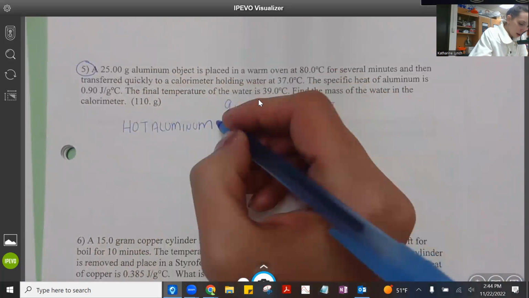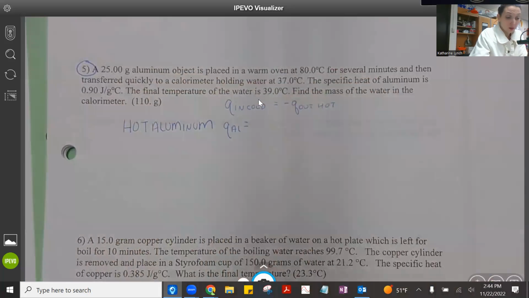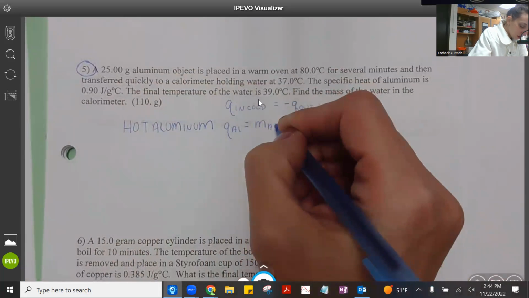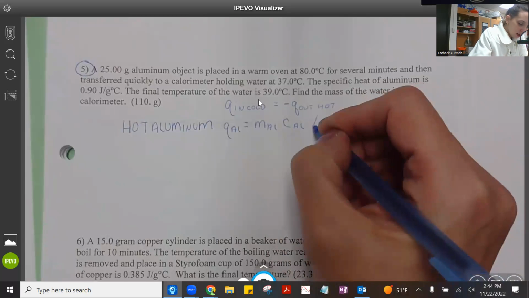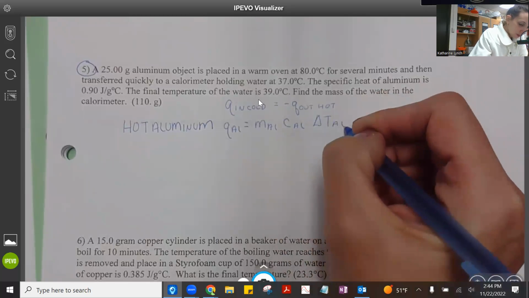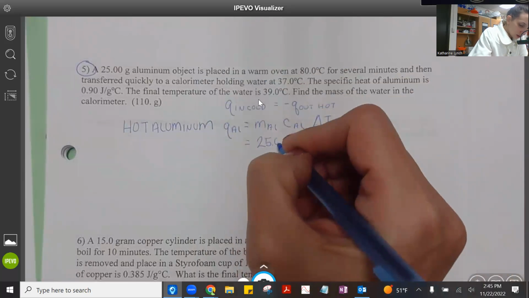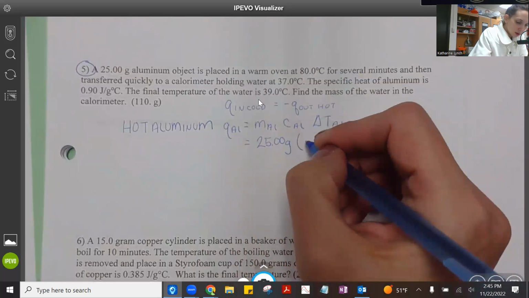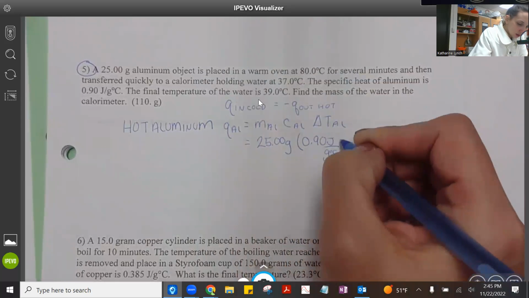We're going to find the energy there. So our energy of our aluminum. We have enough information quantitatively to figure this out. So we're going to have the mass of the aluminum. We're going to need the specific heat of the aluminum, and we're going to need the delta T of the aluminum. All right, so mass of the aluminum we know is 25.00 grams. We know the specific heat of aluminum is 0.90 joules per gram degree Celsius.